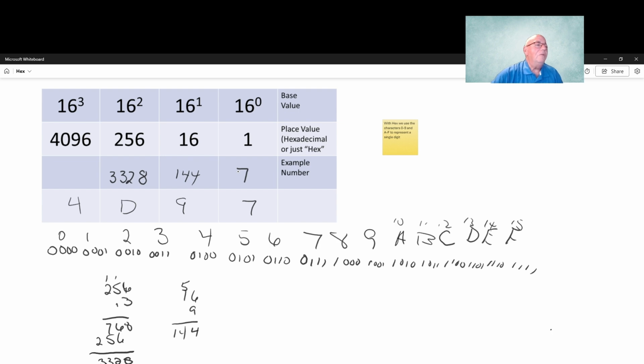And then we have 4 times 4096. 6 times 4 is 24. Carry the 2. 4 times 9 is 36. Plus 2 is 38. Carry the 3. 4 times 0 is 0, plus 3 is 3, times 4 is 16. That's 16,384.